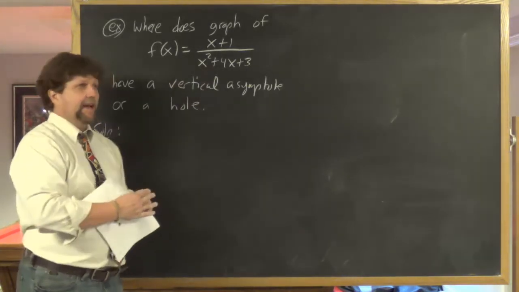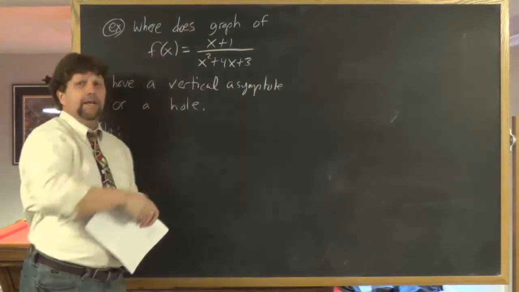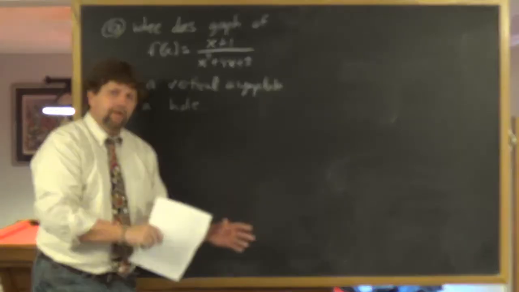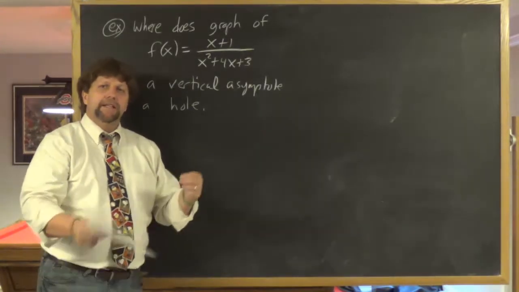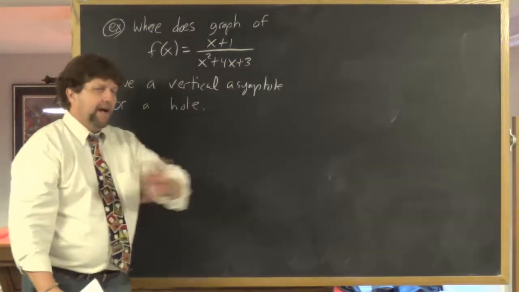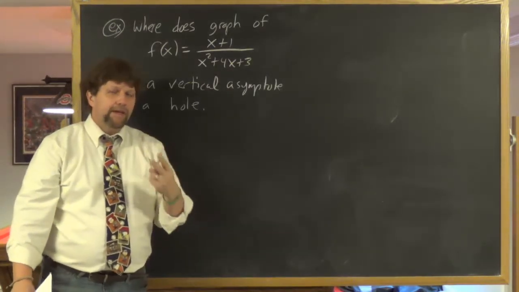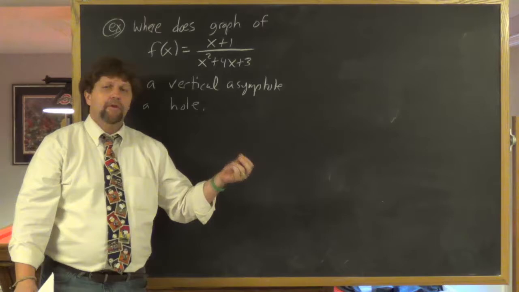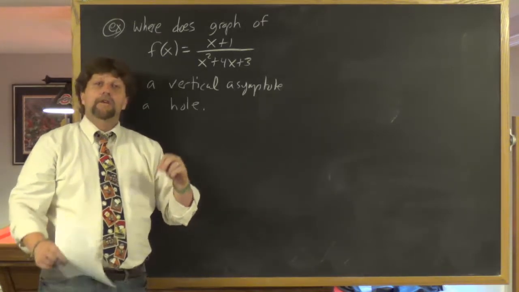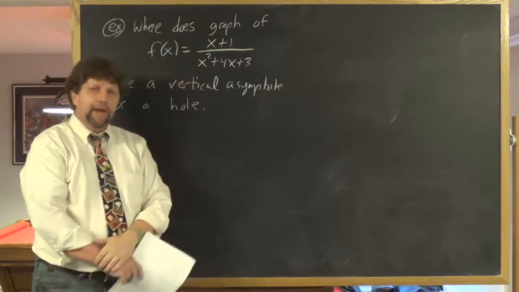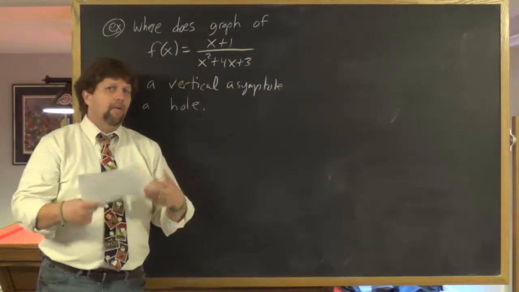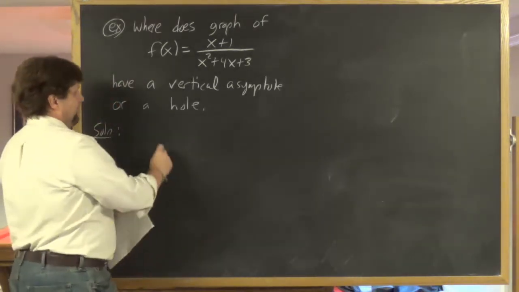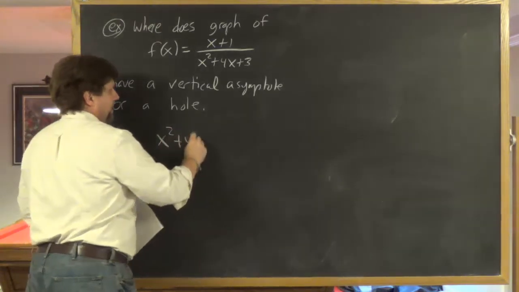And a hole in the graph is just that. The graph would come along, there would be a hole, and then it would keep going. The key to determining the values of x where you would have a vertical asymptote or a hole goes back to the domain of the function. Whatever numbers are not in the domain, one of two things will be happening. If it's not in the domain, you're either going to have a vertical asymptote or you're going to have a hole. So just think about if you were asked to find the domain of this function. You'd say, okay, well, what values of x make the denominator 0? So let's do that. What values of x make the denominator 0?